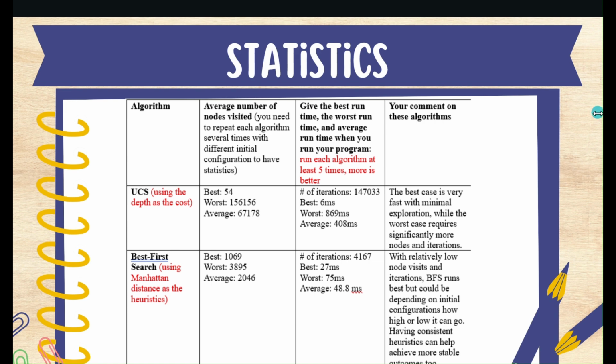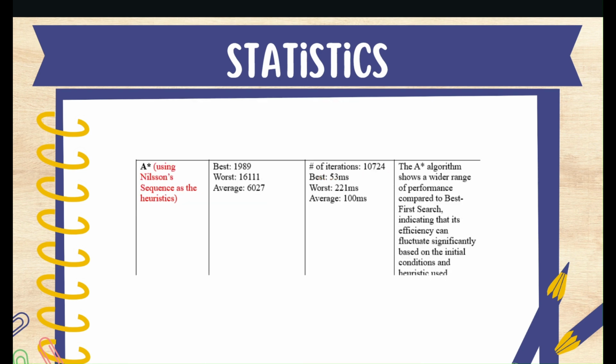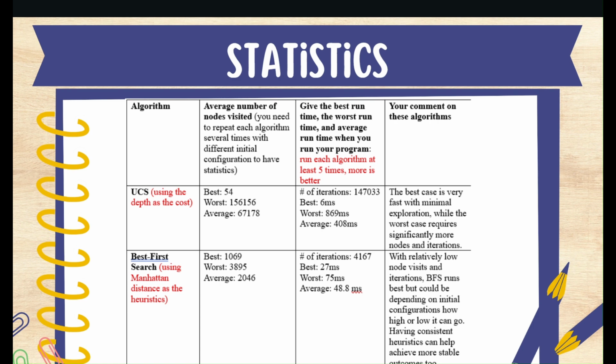Based on the statistics and comments so far, if you need optimal paths and have a suitable heuristic, A star is generally the better choice. Like here, if you are more focused on speed and can tolerate non-optimal paths, best first search might be preferable. UCS is the best when you need guaranteed shortest paths without using heuristics. Ultimately, the choice depends on the specific requirements of your problem and the quality of the heuristics available.